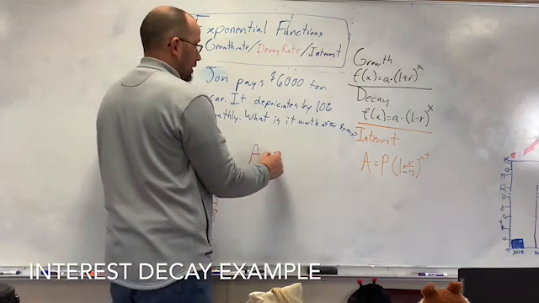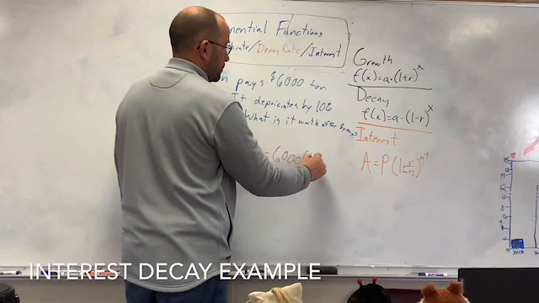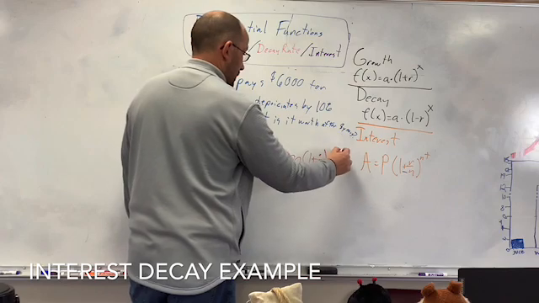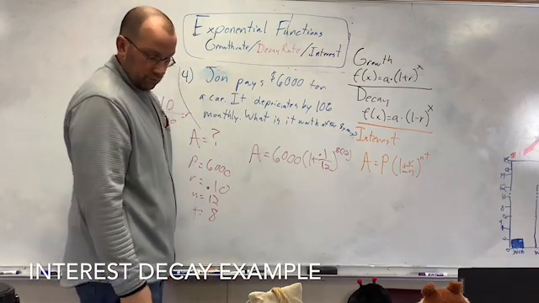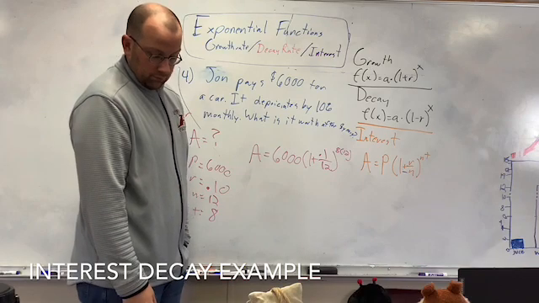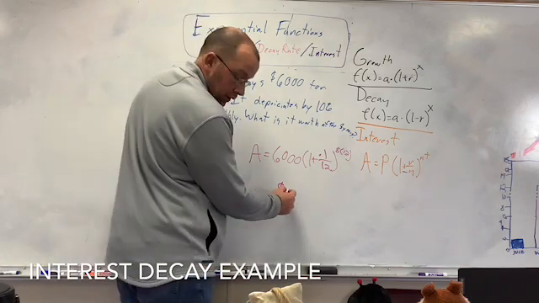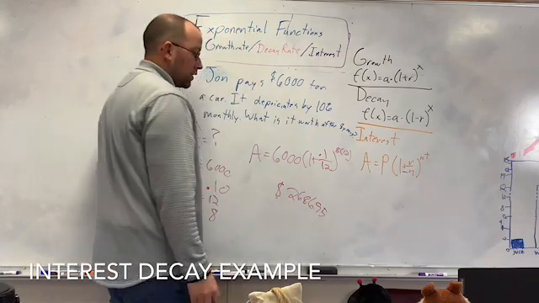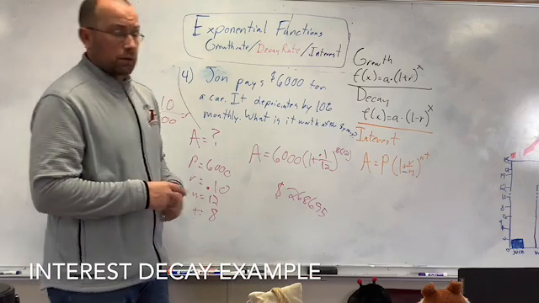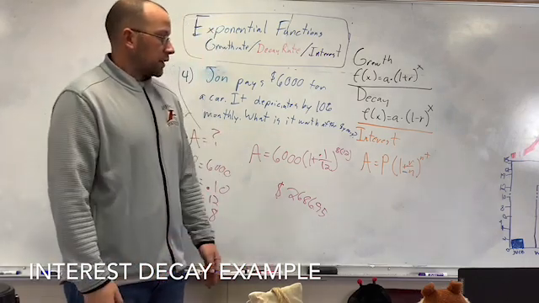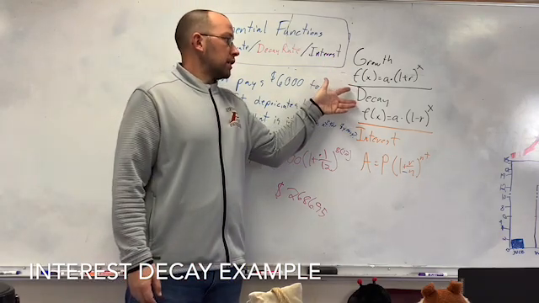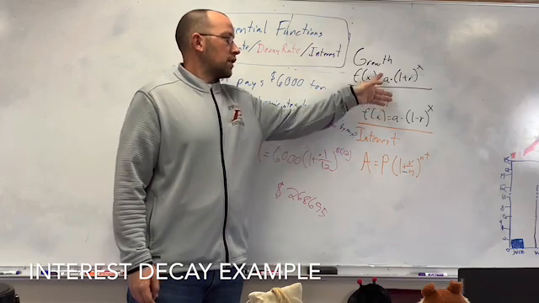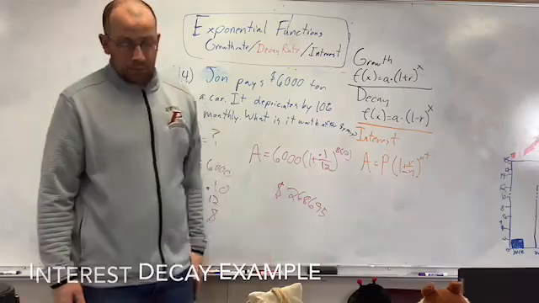Plug everything in. A equals 6,000, 1 plus the rate over monthly, then 8 times 12. And you get, when you do all that math out, the car is worth $2,686.95 after 8 years if it depreciates monthly by 10%. And there you go. The only difference between the interest formula and the growth and the rate decay is these are annually, this is multiple times per year.